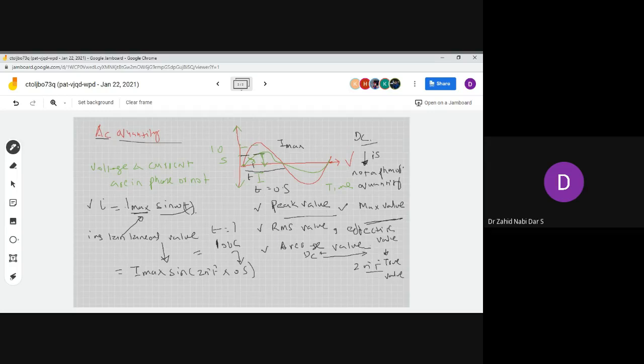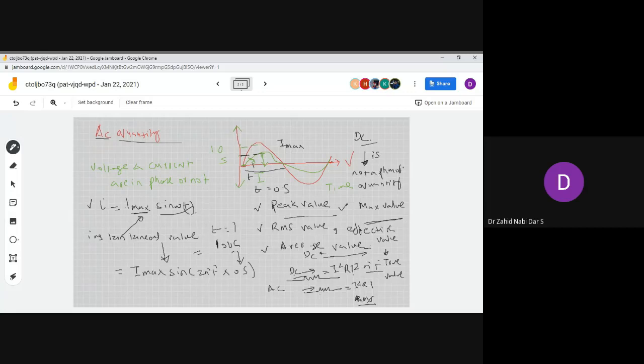What is the RMS value? See, if you have a resistor like this, and you are passing a DC quantity, because of the DC quantity some heat would be produced. So this is I square RT. If you are passing an AC quantity through that same resistor, and the same amount of heat is produced by AC as by DC, that is I square RT, that will give you the RMS value. This is the definition of RMS value.